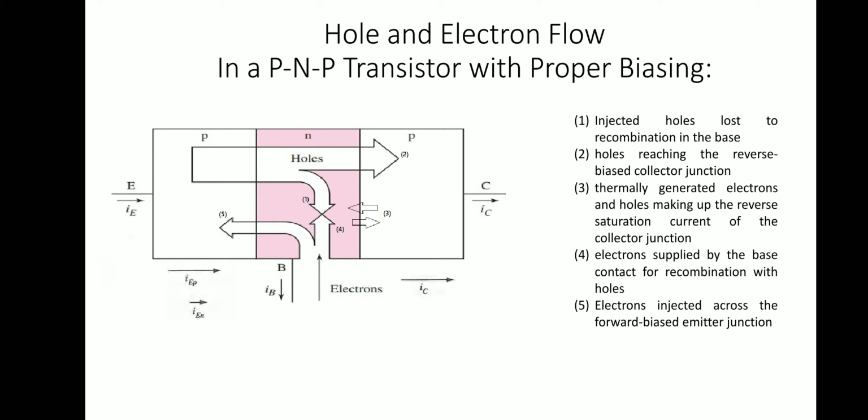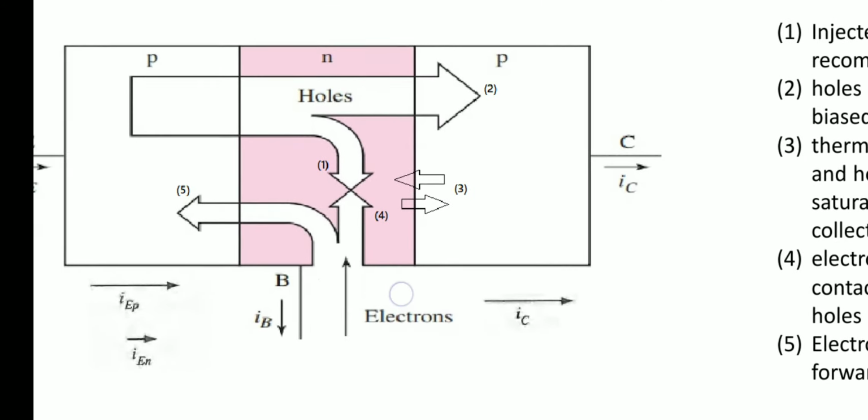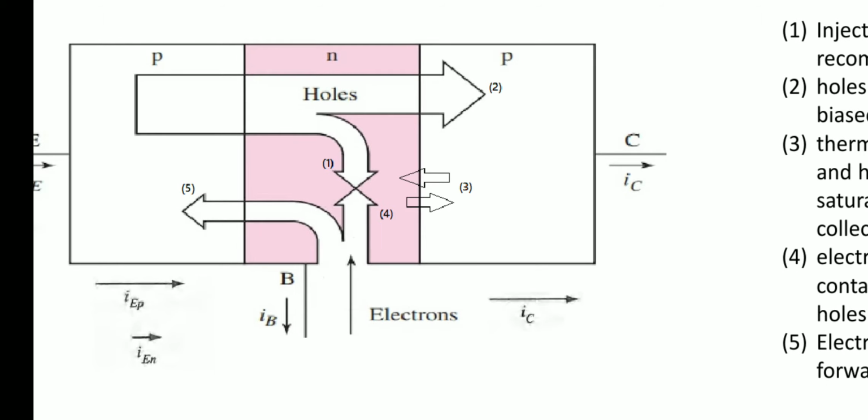Next we can see the current components in a transistor. In the figure we can see a PNP transistor. The p-type material acts as the emitter, the middle region is the base and the end region is the collector. We can also see that the emitter, base and collector currents are marked. In this we have marked different components 1, 2, 3, 4, 5, so we can see what these components are.